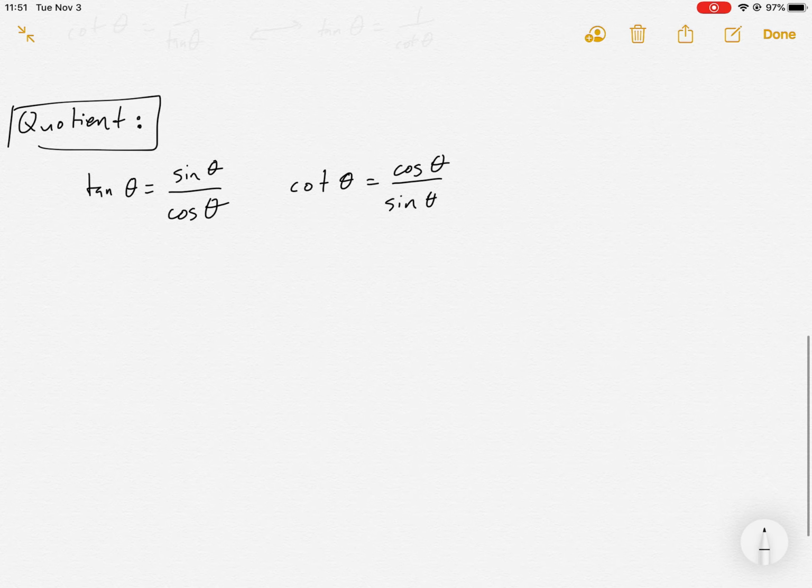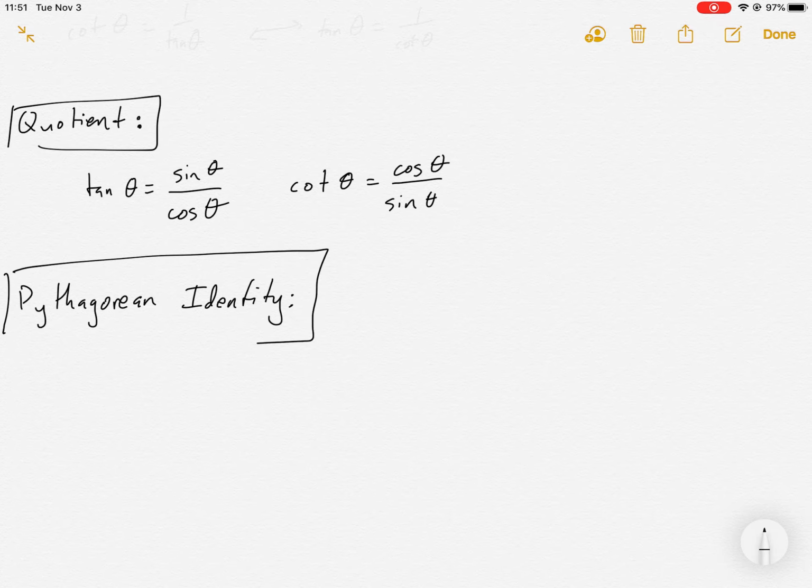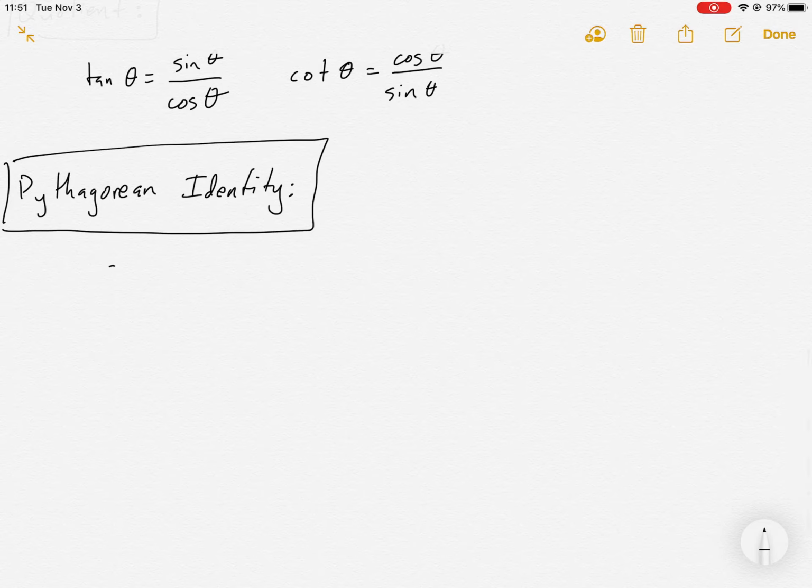Okay, the last one is one that you have been introduced to, but we're going to do a little bit more with it. It's called the Pythagorean identity. And this has three forms essentially. So the first one is sine squared of theta plus cosine squared of theta equals 1. This is my all-time favorite identity. I think it's super cool that if you square both of them and add them up, you get 1. And it comes from the unit circle.